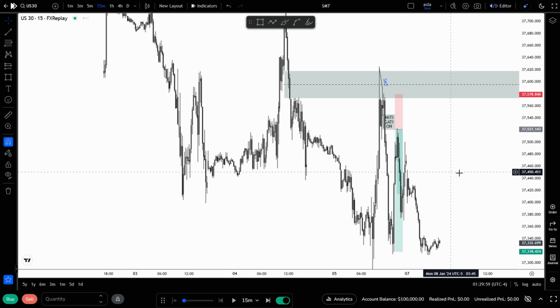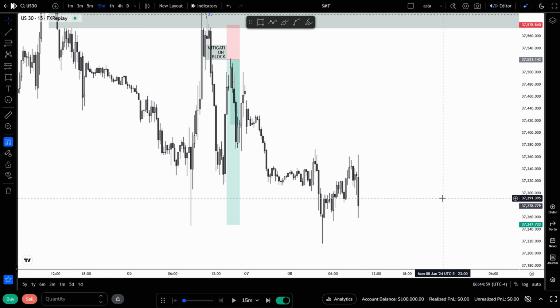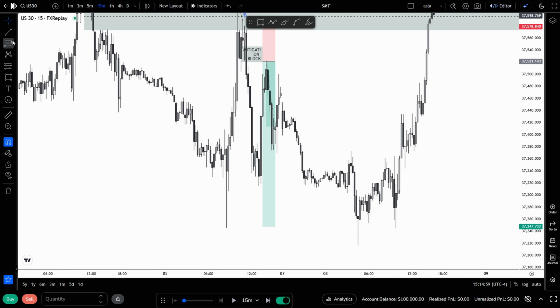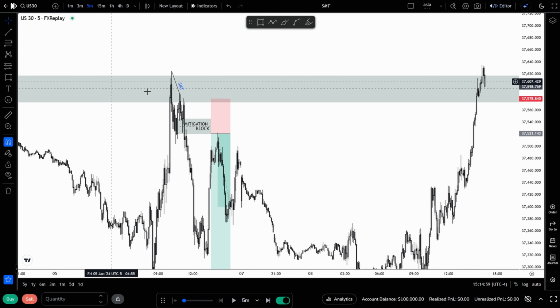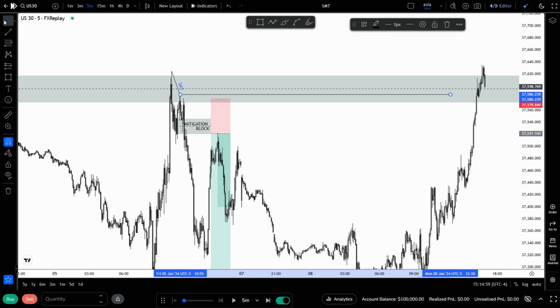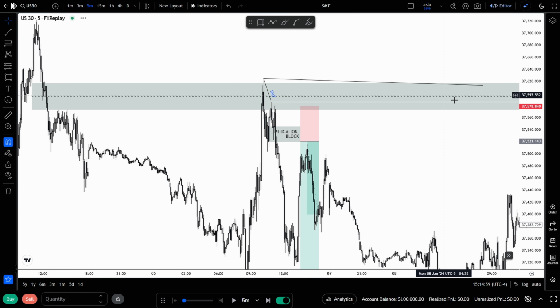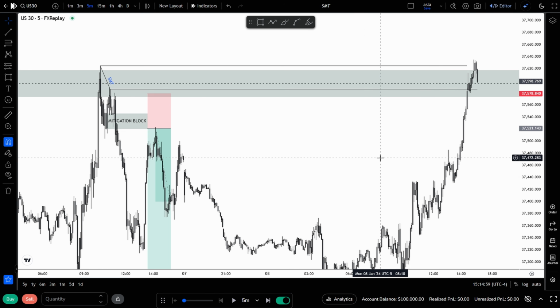So this is an example of a situation where I would actually consider using a mitigation block, and the main reason for that is the presence of SMT divergence. Because the other asset already took the high, I have more confidence that this level will hold. At the same time, the price action here also creates a nice liquidity pool above these highs, which eventually becomes a future target. And as you can see later in the chart, when price eventually returns to this area, that liquidity becomes the target for price.